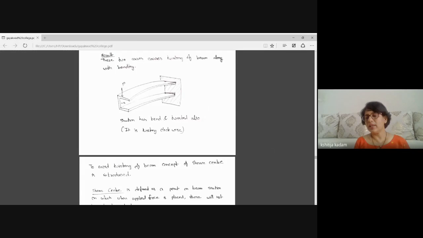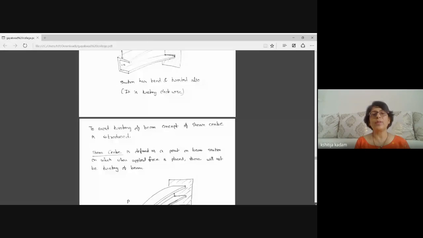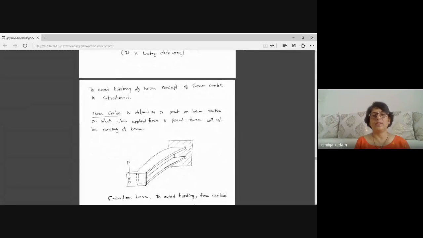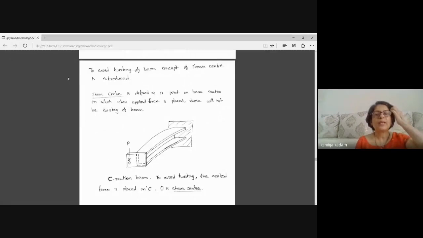So if this is the case, this is not a favorable thing. आपने बीम क्यों बनाई है कि वो बेंड हो, पर ये unnecessarily additionally twist भी हो रही है. So that has to be avoided. So how do we avoid that? To avoid twisting of the beam, the concept of shear center is introduced.